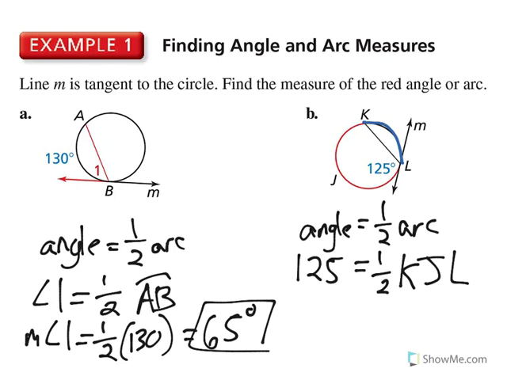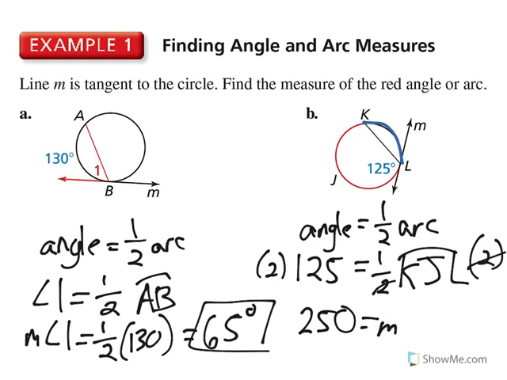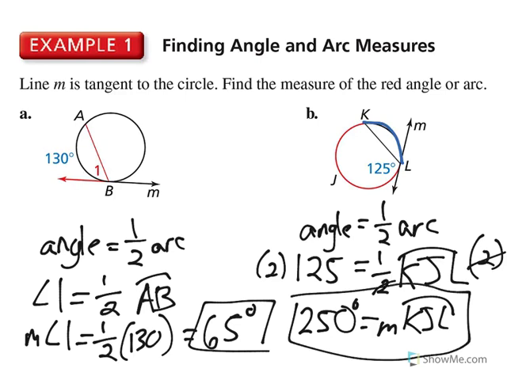When I do this one, half of KJL, to get rid of that 1/2, I'm going to multiply by 2, and that will cancel it out. Multiply by 2 on this side as well. So 125 times 2 gives me 250 is equal to the measure of KJL. This is an arc, so it will be 250 degrees.